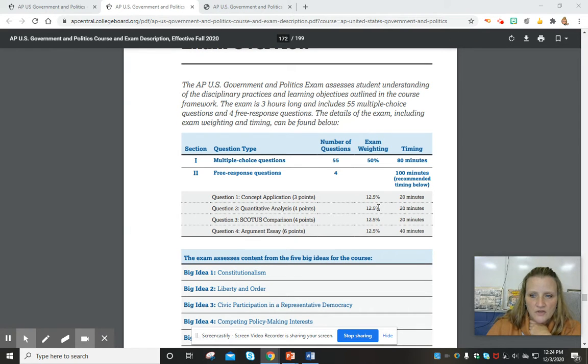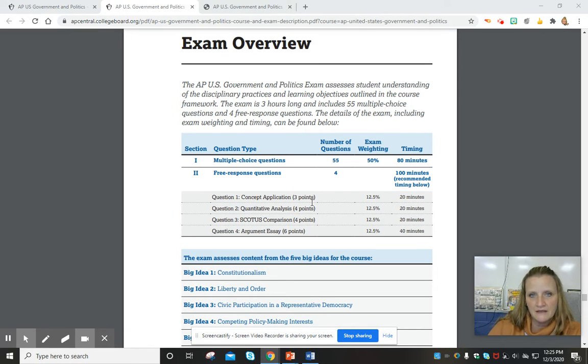Okay, so you have a concept application, that's question 1, worth 3 points, and we'll talk about what that means in just a minute. Then you have quantitative analysis, which is 4 points. That would be like looking at the graphs like we just did and talking about voting, or the party graphs that we've looked at. Those are quantitative analysis.